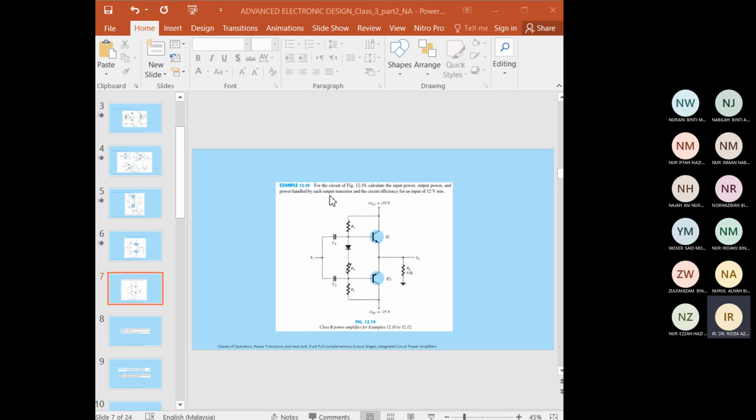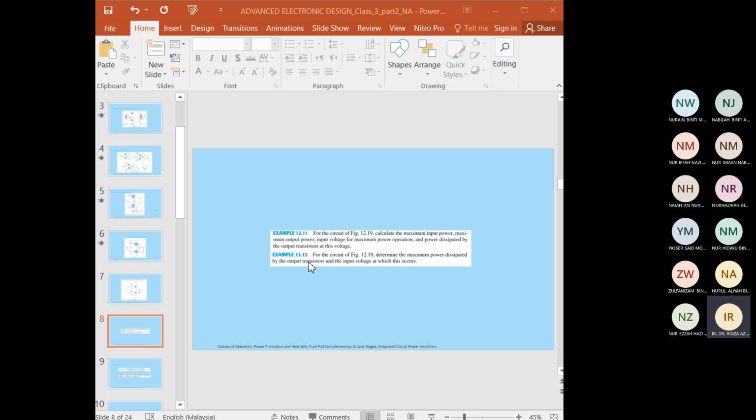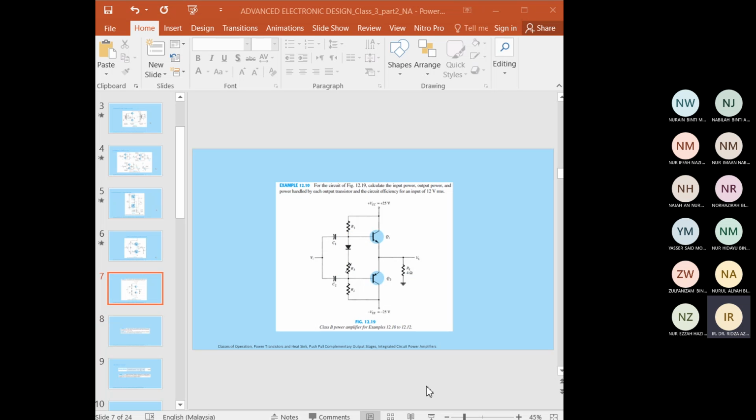Okay. For this circuit, calculate the input power, output power, and the power handled by each output transistor. You try examples 12.10, 11, and 12. Okay, so we will come back at 10:45. Okay.